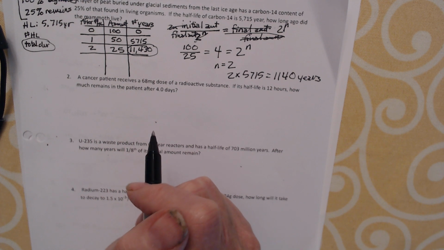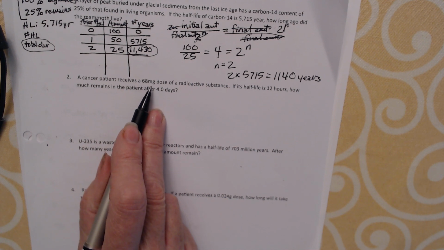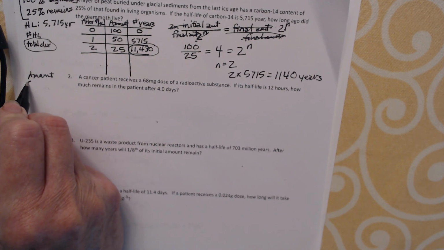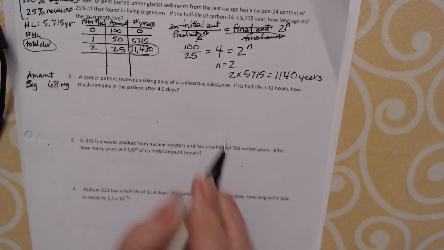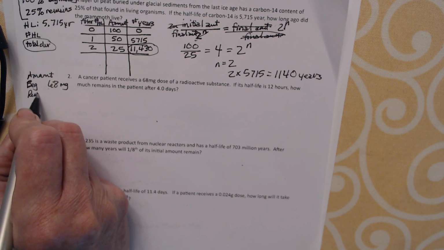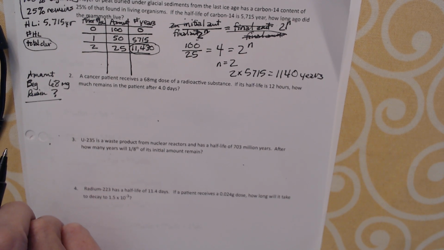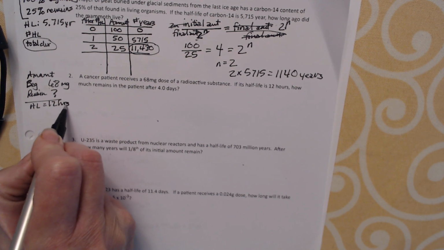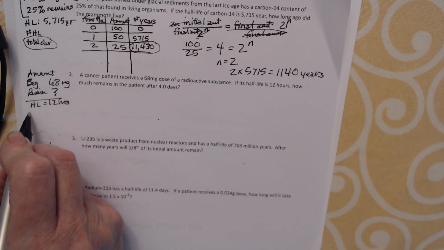All right, now let's go and look at this one. What data do we have? Well, we've got our starting amount. I guess I said beginning earlier. So it's 68 milligrams. All right. How much remains? So my remaining is my question mark. I don't know that. Let's look at what we have for our time stuff. So my half-life is 12 hours. Okay, how much remains in the patient after 4.0 days? So that's my total duration.